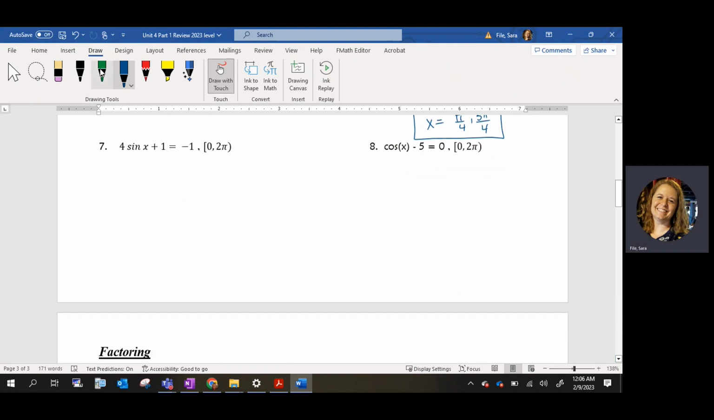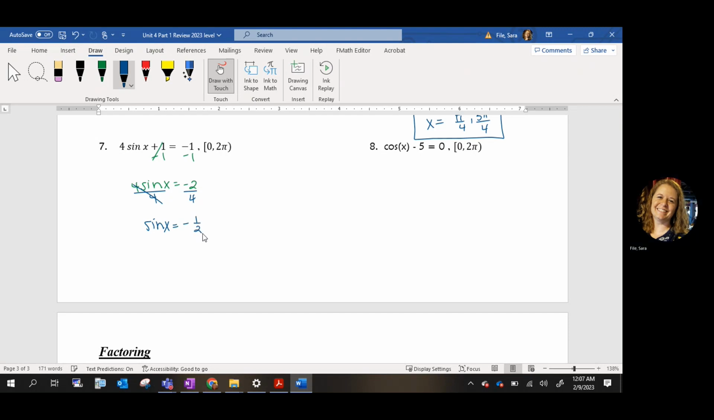All right, on number 7, we've only got sine of x in one spot, so I'm ready to move the terms away from it. So I'm going to subtract 1 from both sides. That gives me 4 sine of x equals negative 2. Then I'm going to get rid of the 4 coefficient, and that's going to reduce. 2 over 4 is 1/2. So I end up with sine of x equals negative 1/2.